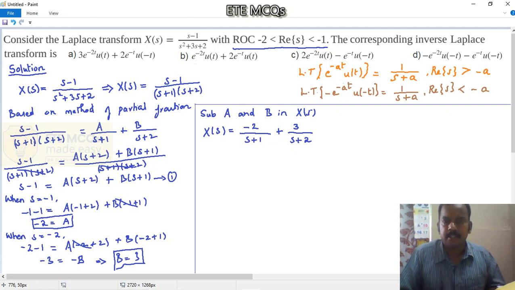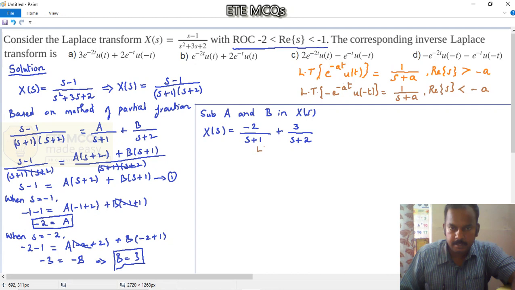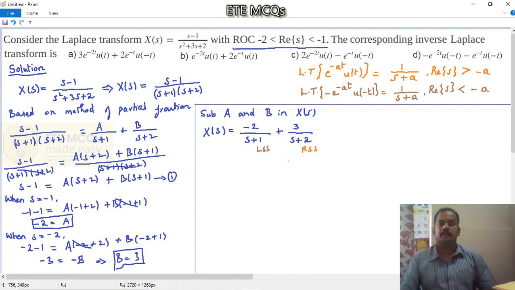Only then will the region of convergence condition be satisfied. So the first term should correspond to a left-sided sequence. I am just mentioning it for our convenience. While the second term corresponds to a right-sided sequence. Only then will the ROC be satisfied.